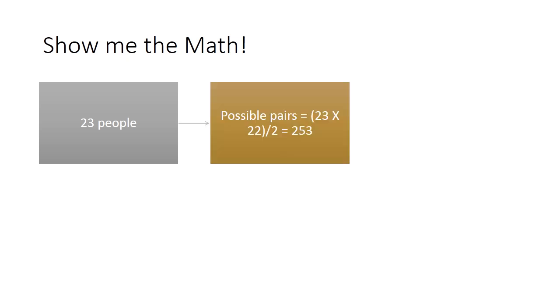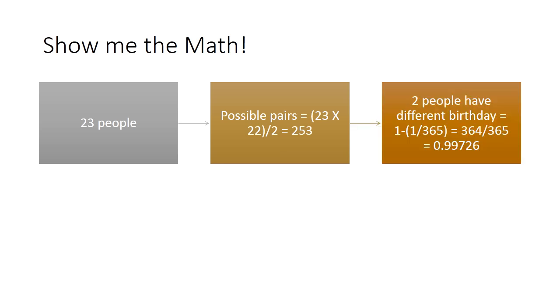Let us now look at the mathematics of the birthday paradox which we saw in the previous slide. 23 people in a room makes it possible to have 253 possible pairs. For two people to have different birthdays, the possibility is 364, which is one day less than 365, divided by 365, which means that the chances of two people having different birthdays is 99.726%.